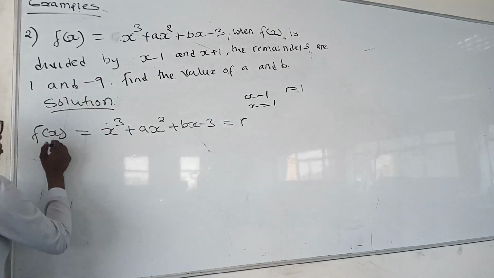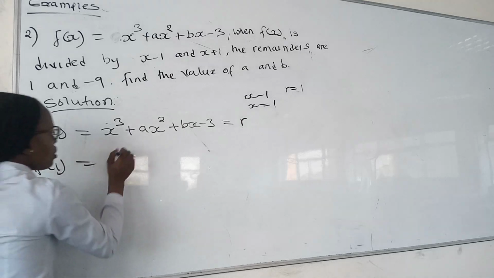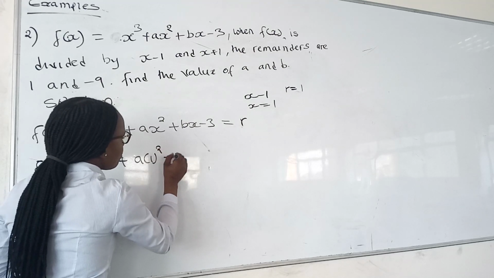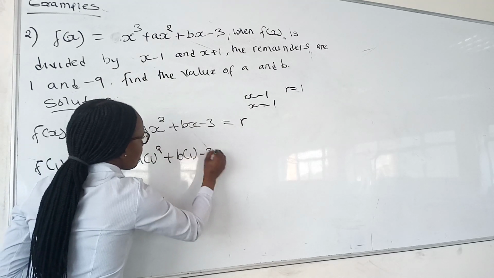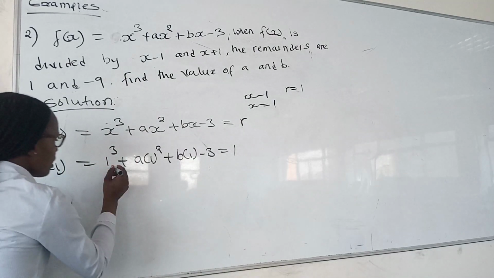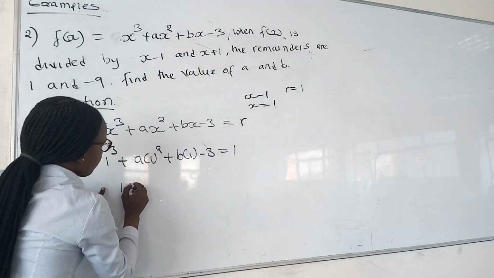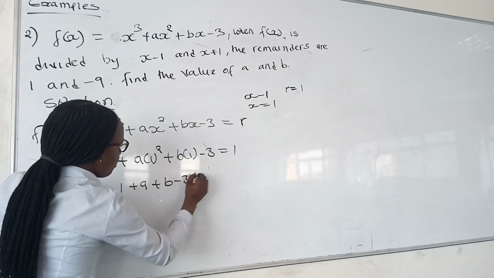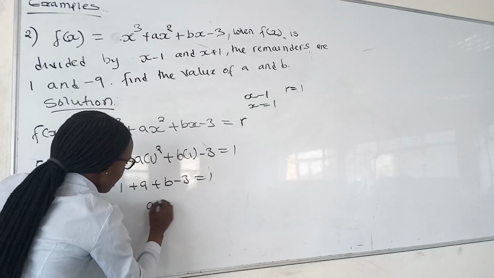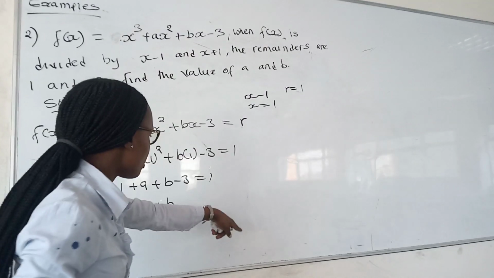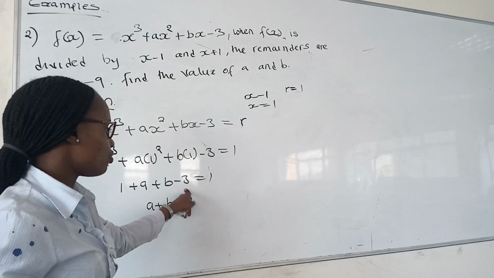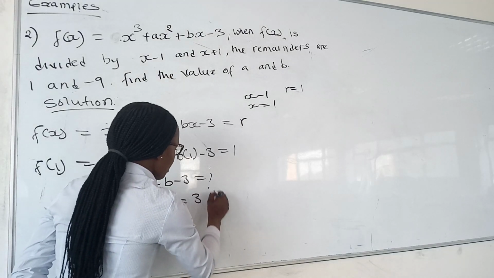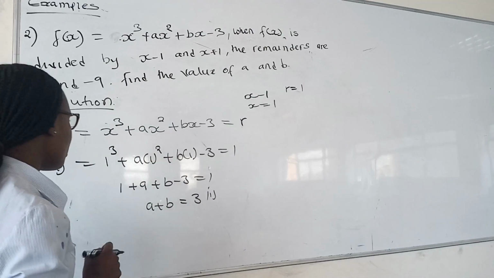So this simply means that we have f of 1, which is equal to 1 to the power 3 plus a times 1 to the power 2 plus b times 1 minus 3, equal to 1. Perfect. So we have 1 plus a plus b minus 3 equal to 1, which gives us a plus b. This and this will give us negative 2, which crossing over gives positive 3. So let us call this our first equation.